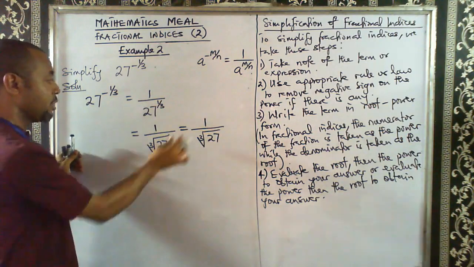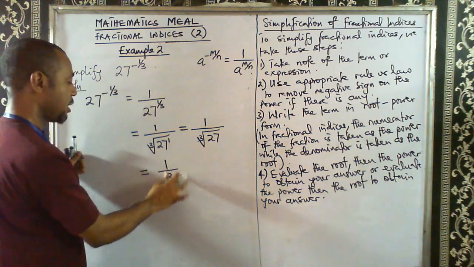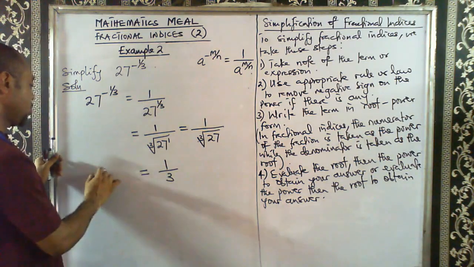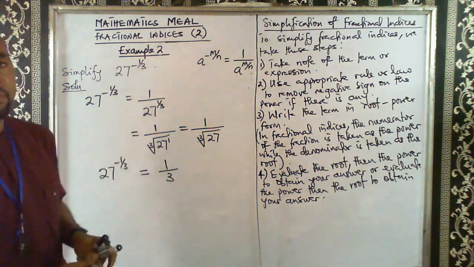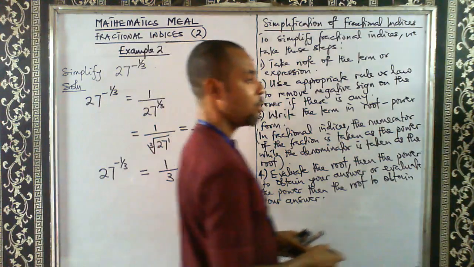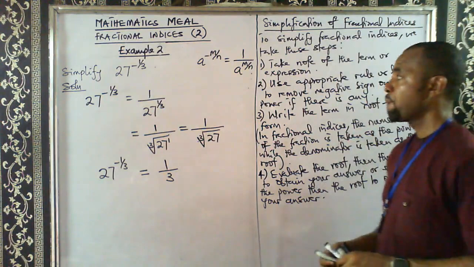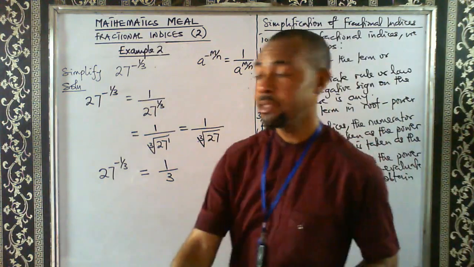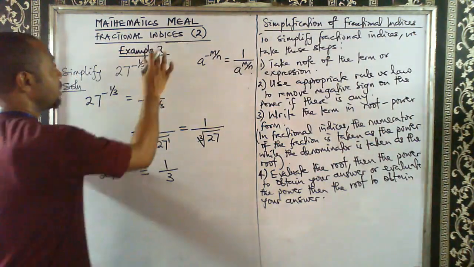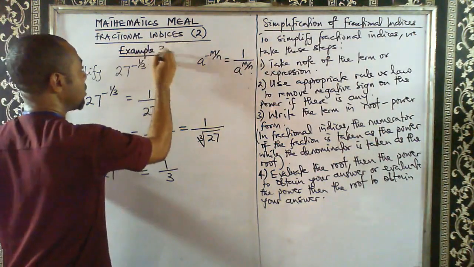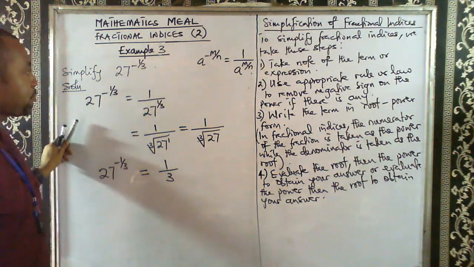So finally, we can have 1 over, what is cube root of 27? It is 3. So 27 raised to power minus 1 over 3 will give us 1 over 3. That's also good. Okay, we take another example, example 3 now, the third example.